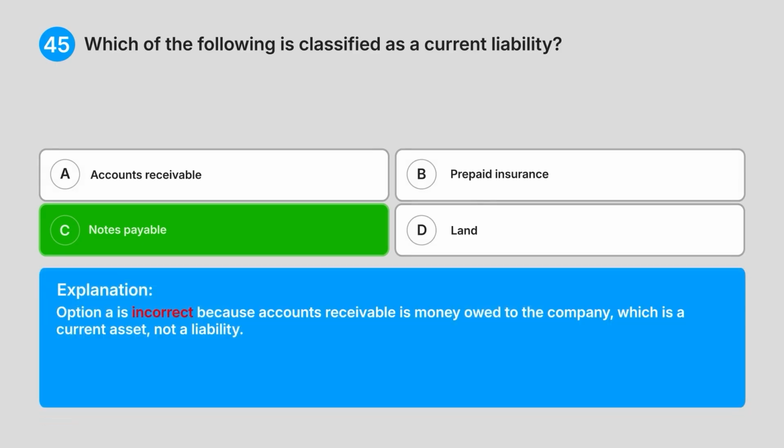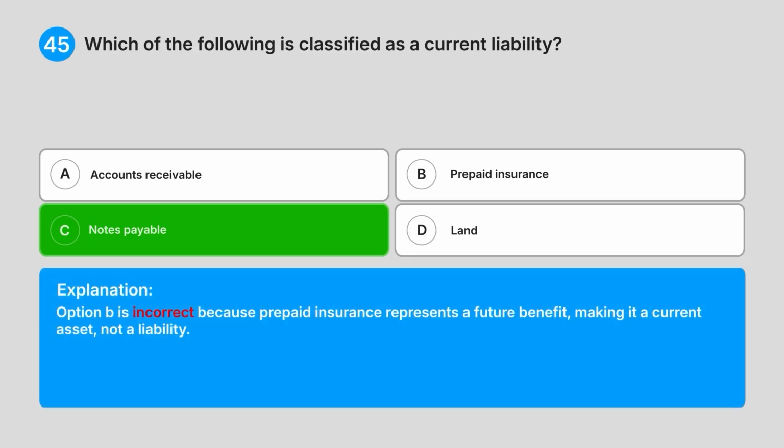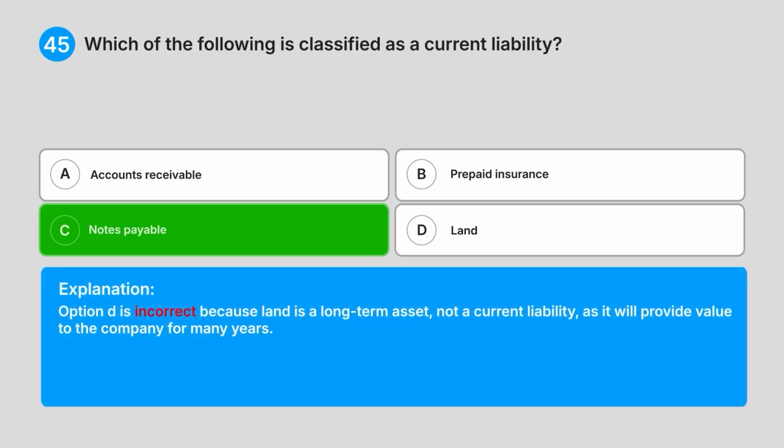Option A is incorrect because accounts receivable is money owed to the company, which is a current asset, not a liability. Option B is incorrect because prepaid insurance represents a future benefit, making it a current asset, not a liability. Option D is incorrect because land is a long-term asset, not a current liability, as it will provide value to the company for many years.